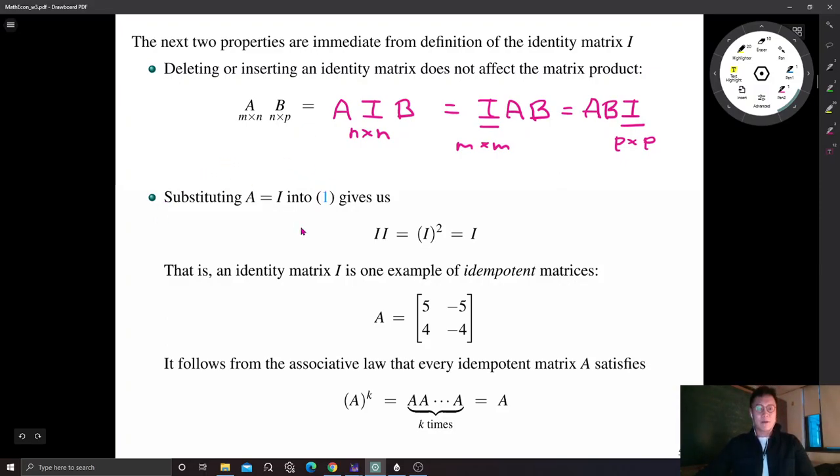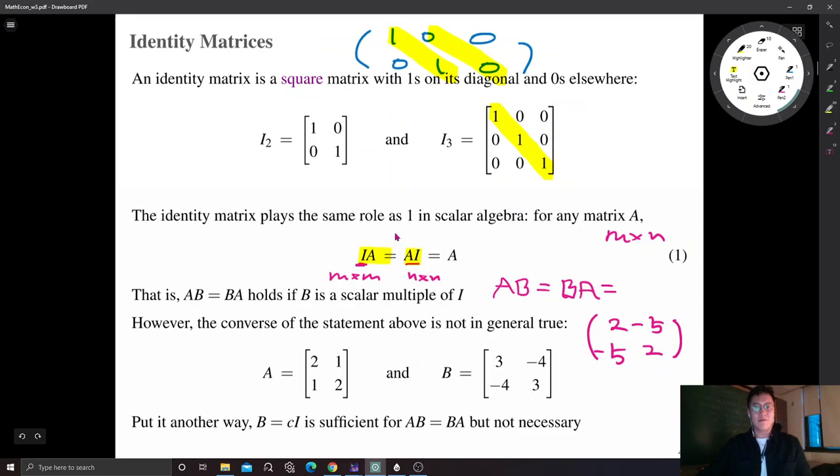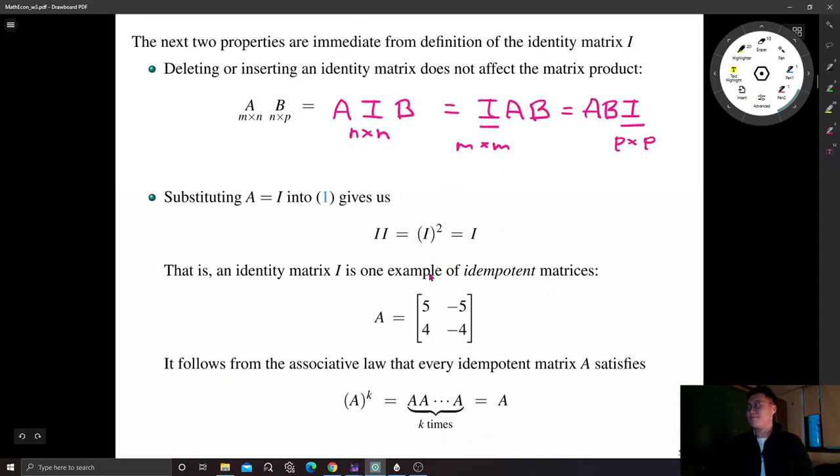And the second property of the identity matrix is also from the definition. Going back to the definition right here, if we replace matrix A with the identity matrix, then we get I times I. So I squared is equal to I. We are going to get this relation. So multiplying the identity matrix by itself gives the identity matrix itself, so it does not change the product.